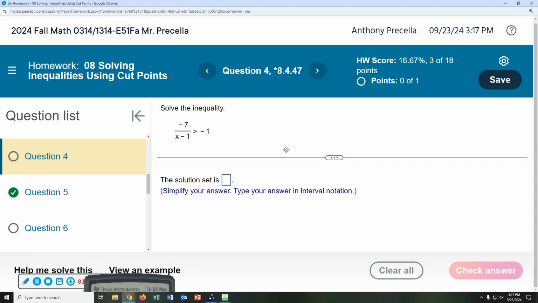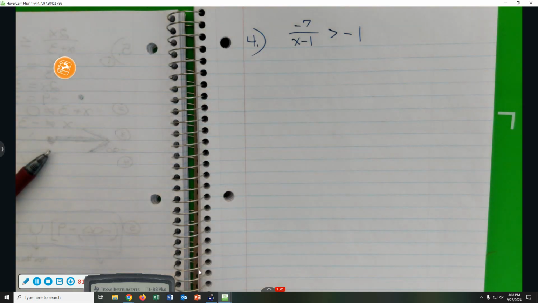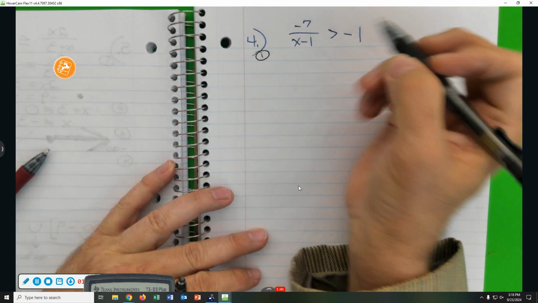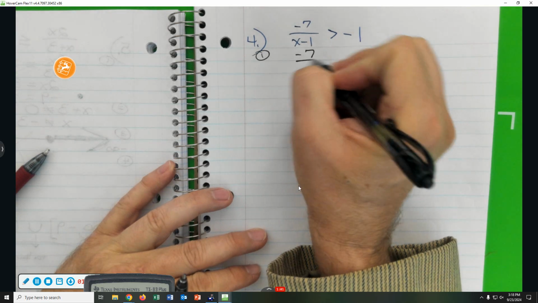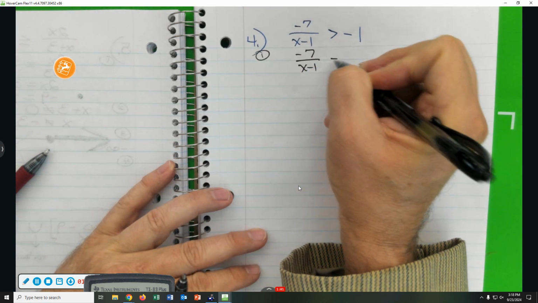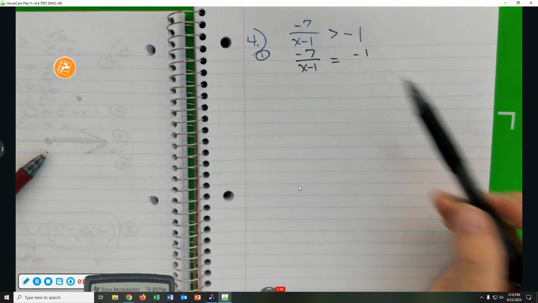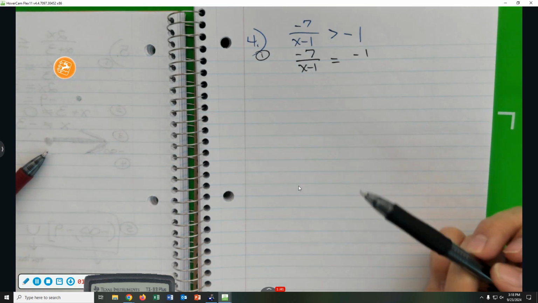Okay. So this is number 4. Negative 7 divided by x minus 1 is greater than negative 1. Okay. So the first thing we're going to do, replace the inequality with an equal to and solve. What do you think I'm going to do with this negative 1 right there? How am I going to write it?